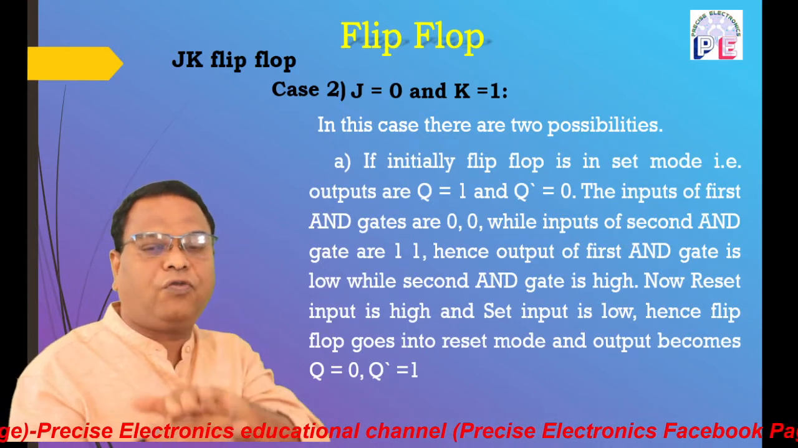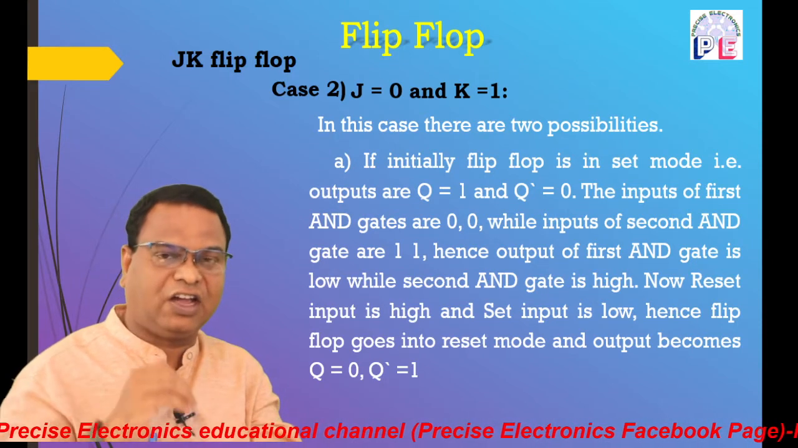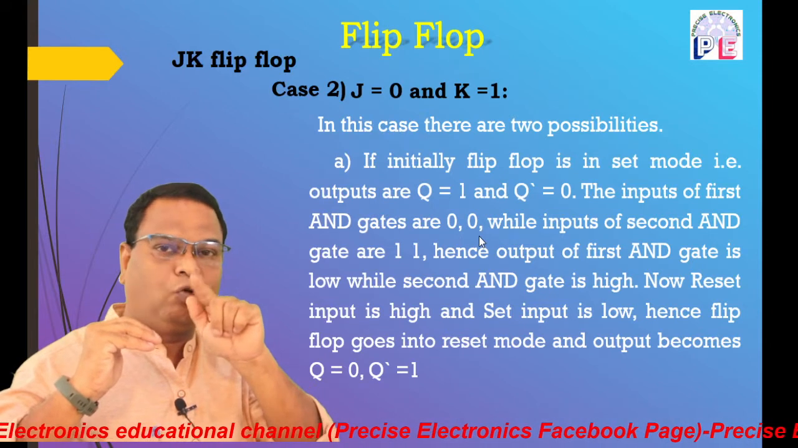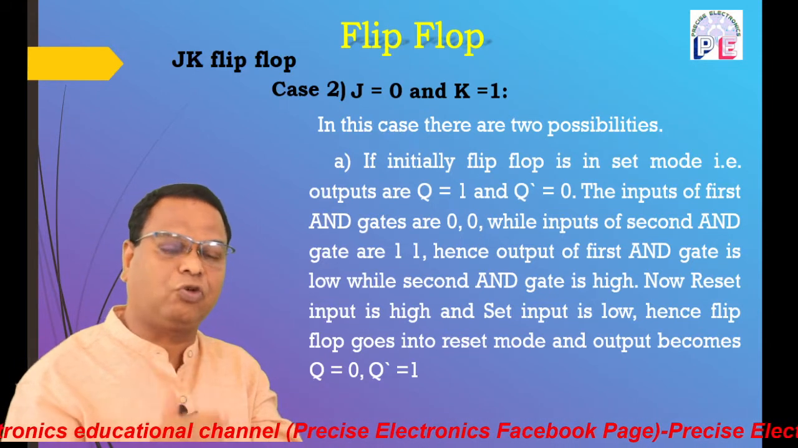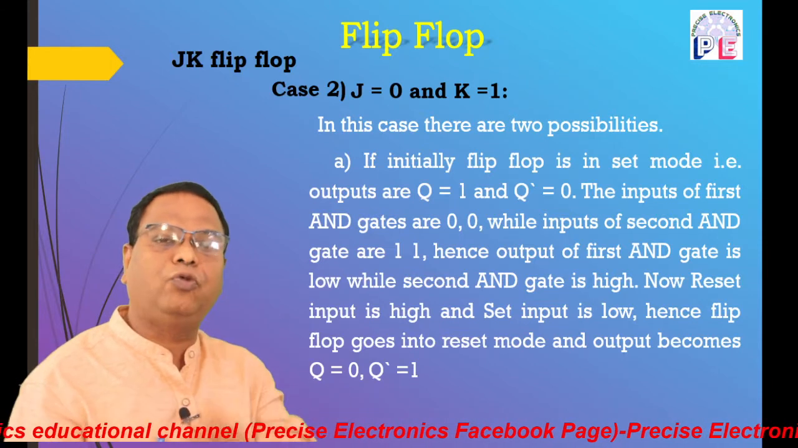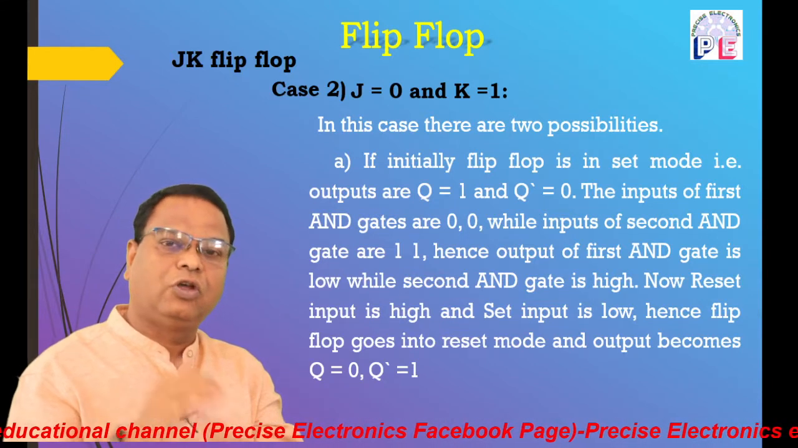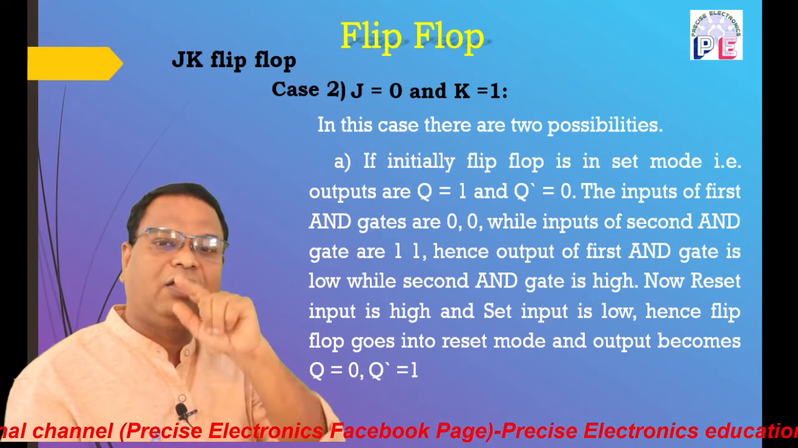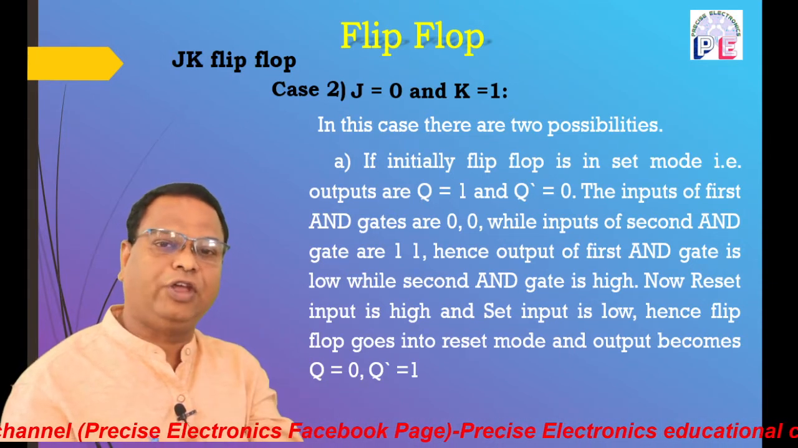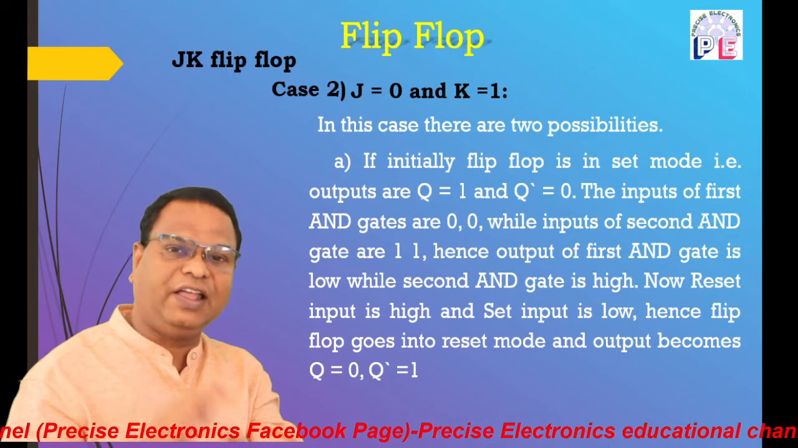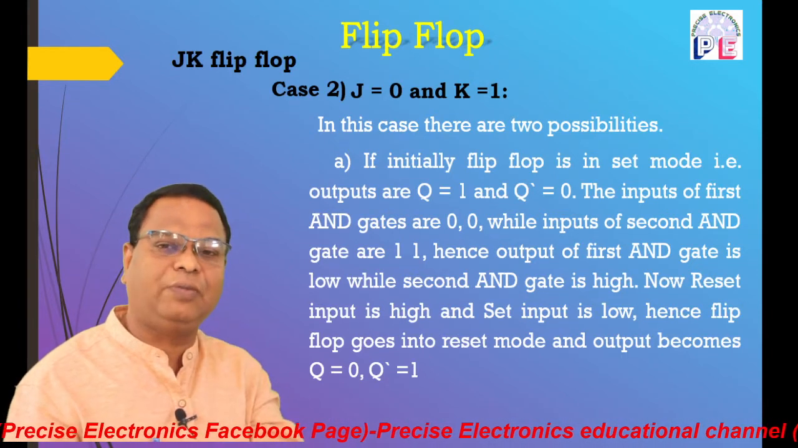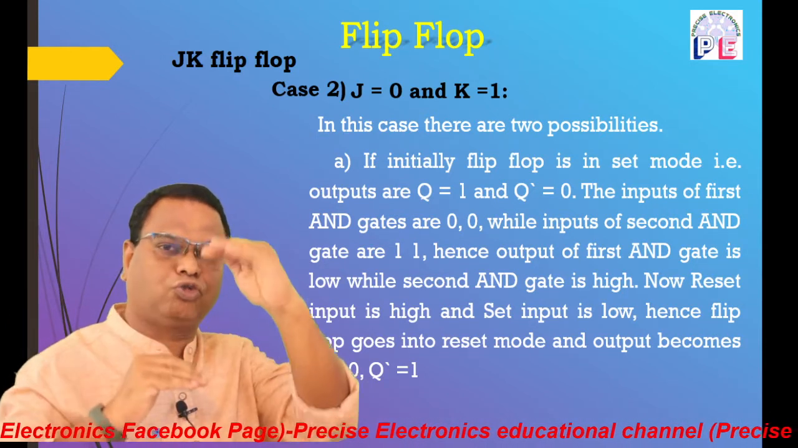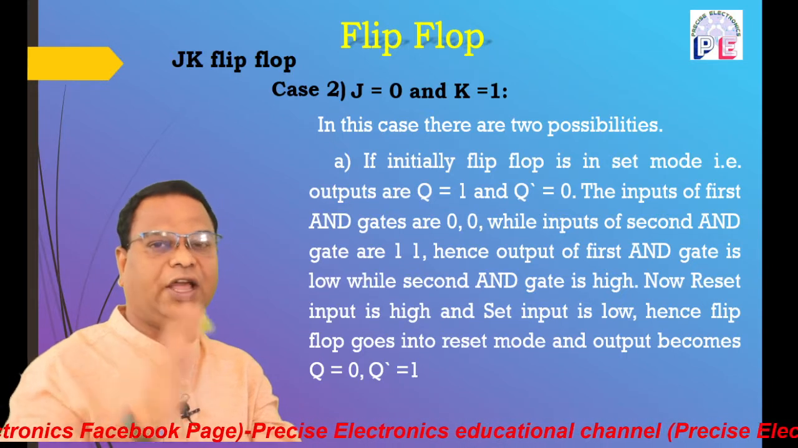So the inputs for the first AND gate are 0, 0 because the J input is low and Q complement is low, because the flip-flop is in set mode. The inputs for the lower AND gate are 1, 1 because the K input is high and the output Q is also high. Hence the output of the lower AND gate goes to high level while the output of the upper AND gate goes to low level. That means the set input goes to low level and the reset input goes to high level.